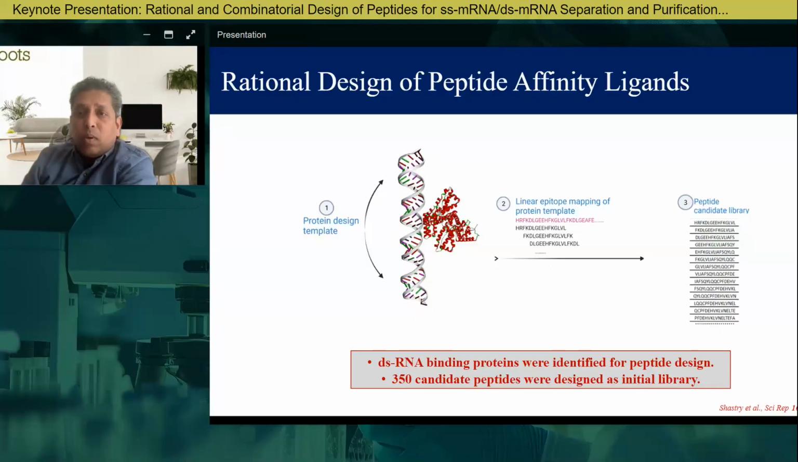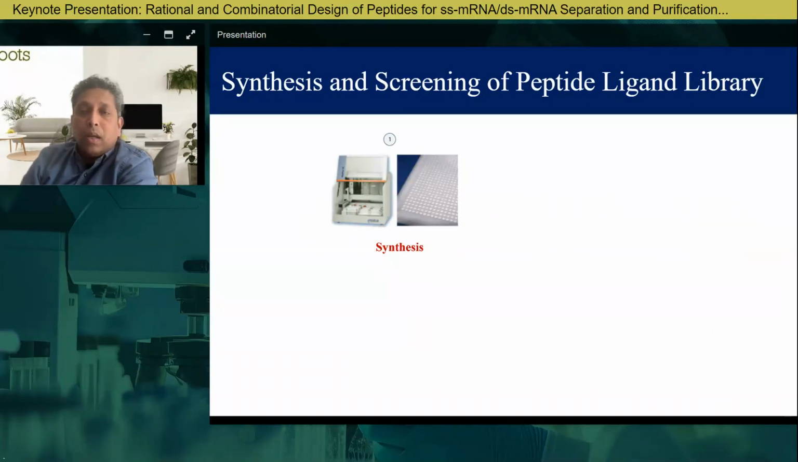For this particular work, we had about 6 to 7 different protein templates that we identified from prior literature. And the library size was about 350 candidate peptides, so on the order of a few hundred. All right, we do actually synthesize these peptides in our lab using a high throughput multiplexed peptide synthesizer. These peptides are synthesized on cellulose discs.